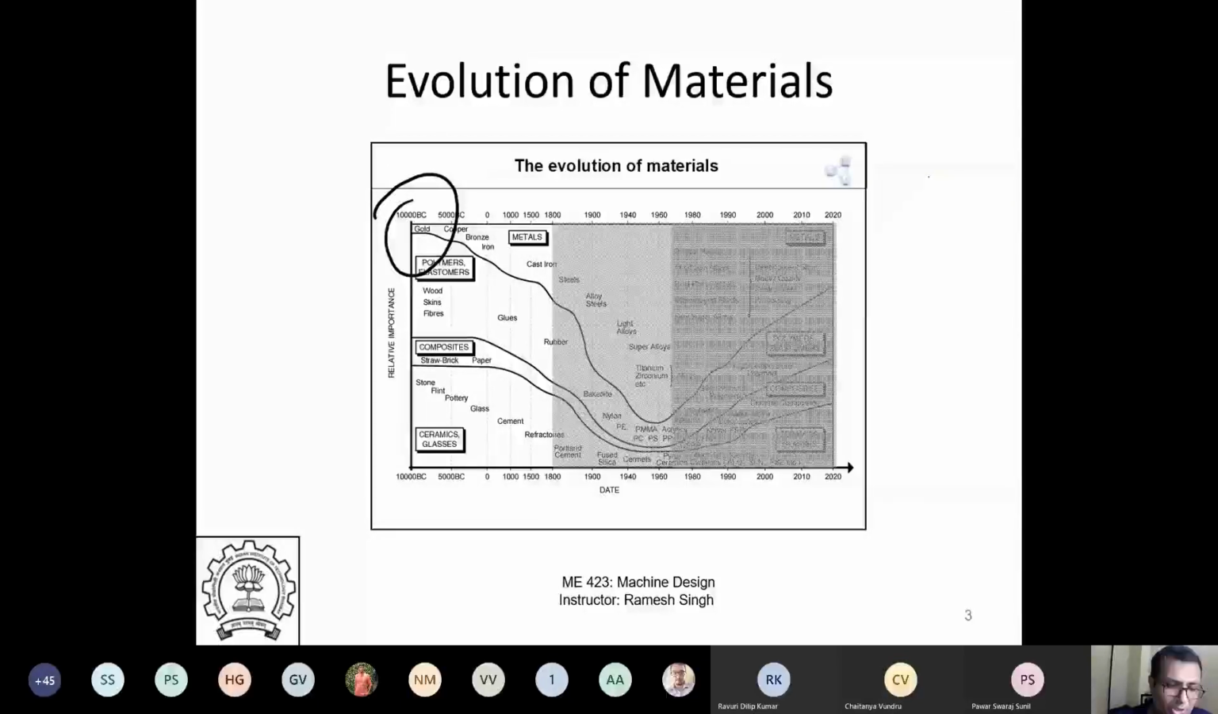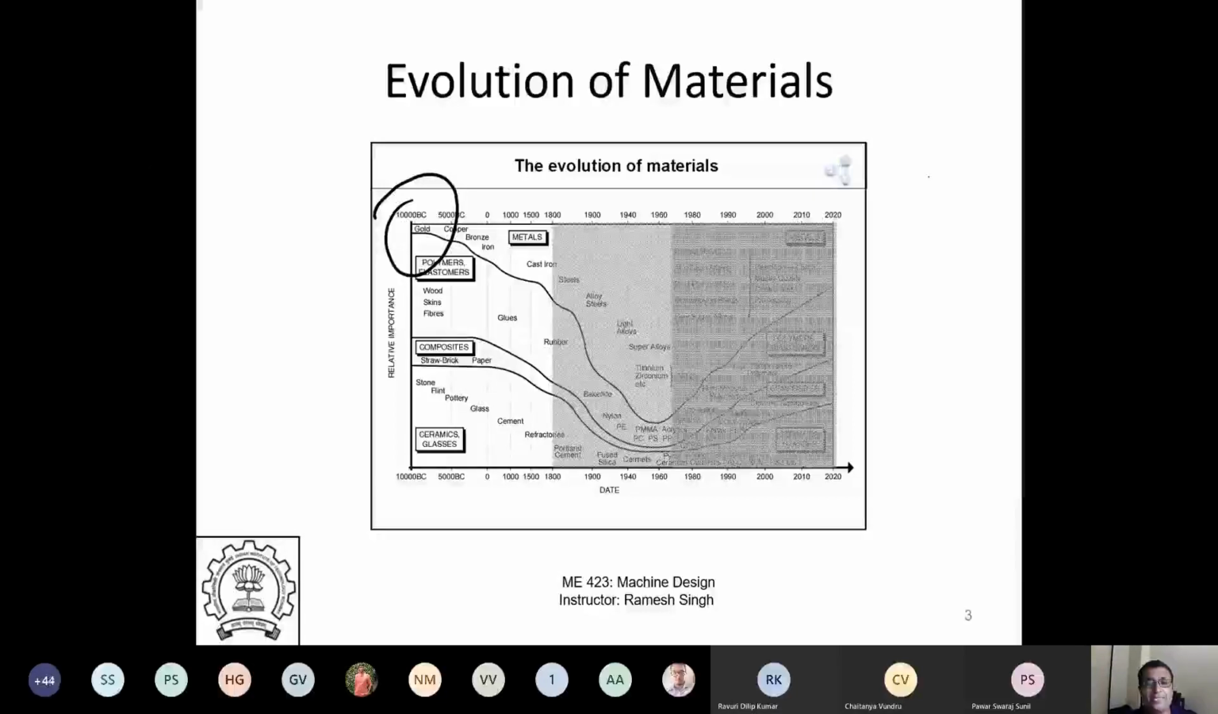Then they also used some sort of composites and polymers. They used wood. Wood is a classic example of a composite, although it is a natural composite. They used skins and hides of animals. They used natural fibers, cotton and other naturally existing fibers. The Egyptians actually used a composite.